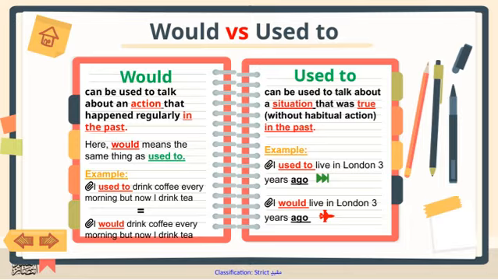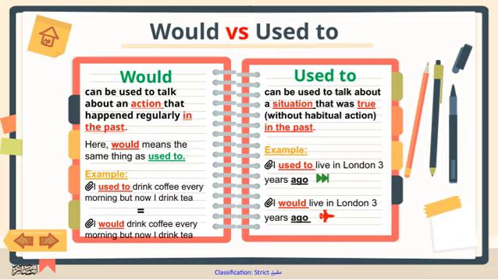Today, I want to talk about how we use used to and would to describe past situations. Used to is typically used when we want to talk about a situation that was true in the past, but it's not necessarily habitual. For example, I might say, I used to live in London 3 years ago. This means I lived in London at that time, but I don't anymore.